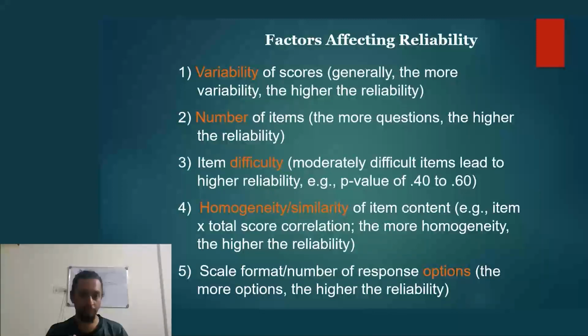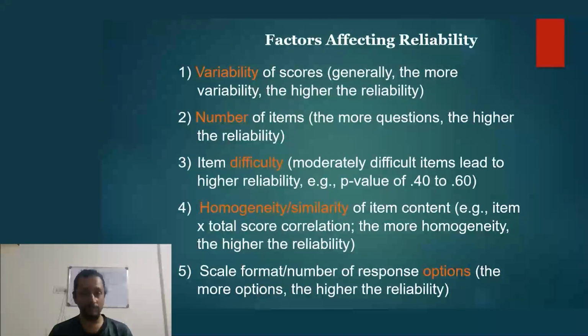Then in terms of the number of items, if you have more questions, reliability will naturally be higher because each item cannot skew the reliability numbers, right? Then item difficulty, that means how difficult it is to answer a particular item. If it's moderately difficult, it leads to higher reliability. Obviously, if it's too difficult, then not a lot of people are getting it right, so the reliability will drop. If it's too easy, then a lot of people are getting it right, which means reliability will be very high, right? So if you want a decent reliability score, then moderately difficult questions should be asked.